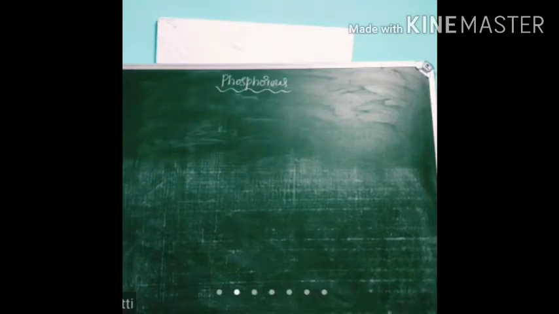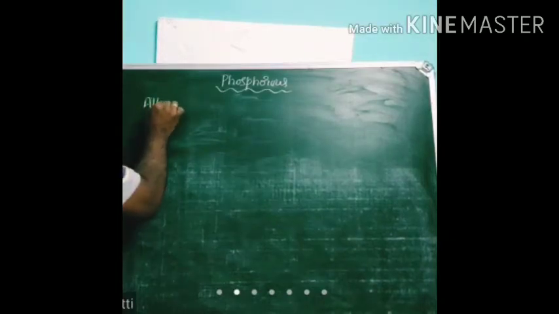So just three or four topics. One is allotropes, another one halides, another one oxides and oxyacids. We have only four topics. So in this, let us start with allotropes.